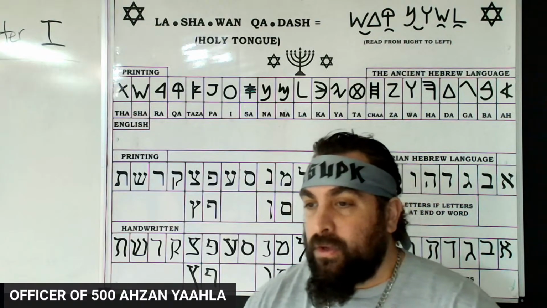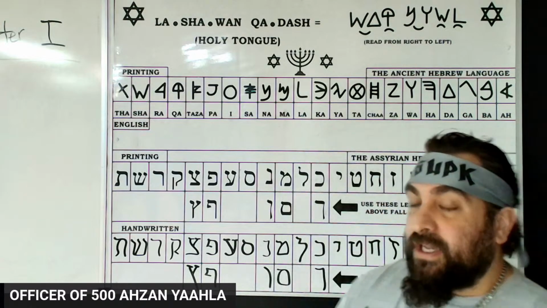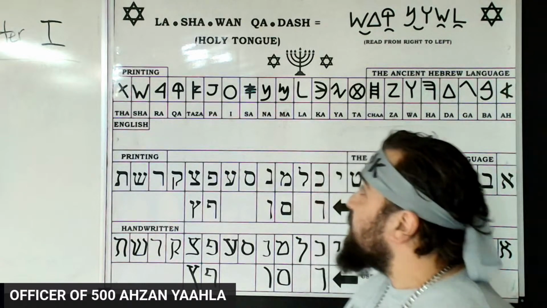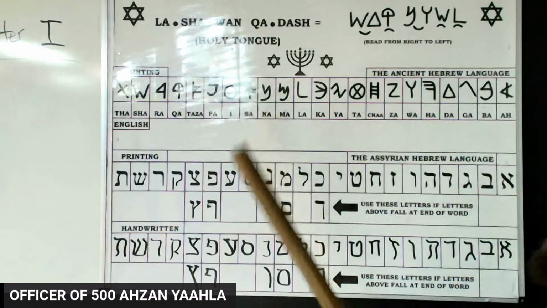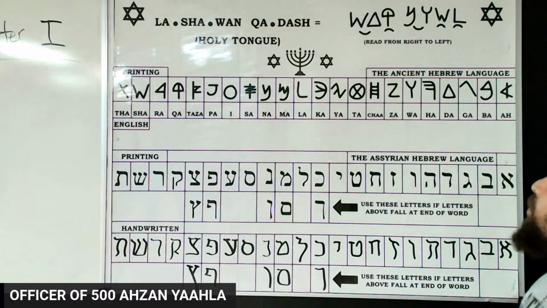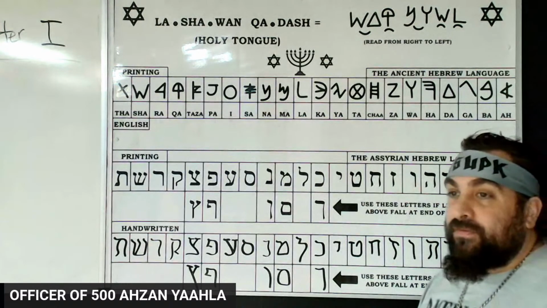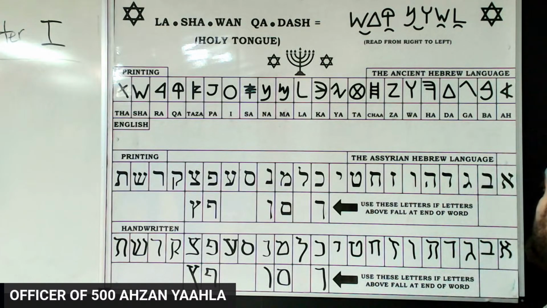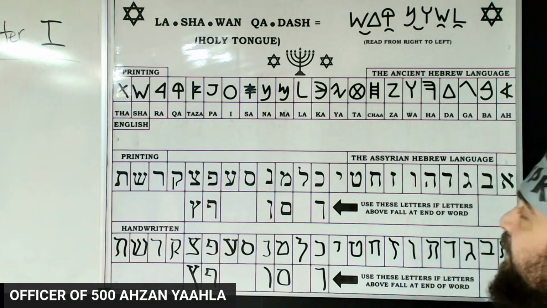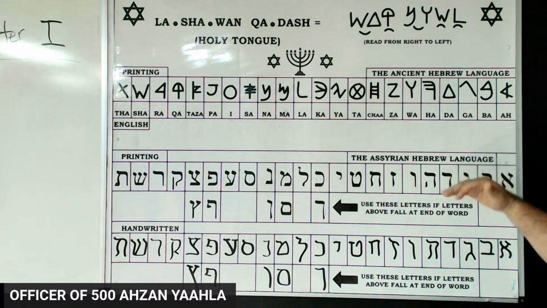With that being said, today is Friday, the Lashawan Qadash class, which is the Holy Tongue in English. With that, we're gonna go over the alphabet, then we're gonna go into the words with the letter I, continuing off from what we did 2 weeks ago. So I'm gonna go through the alphabet, and the alphabet goes from right to left. So with that, we're gonna go ahead and start.